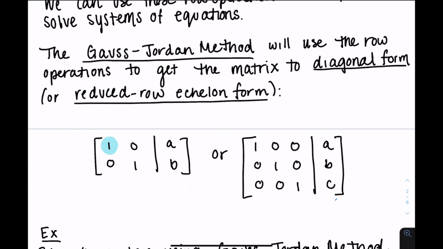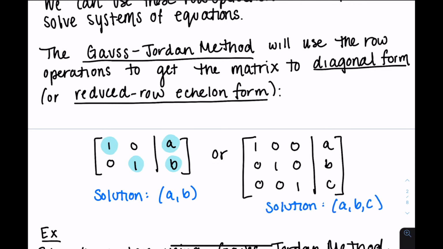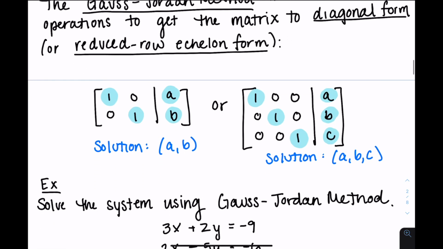This tells us 1x is equal to A, 1y is equal to B. So the actual solution to our system will be the coordinate AB. In this case, you're going to get the solution as A, B, and C. So x will equal A, y equals B, z equals C. So your system has a single solution.